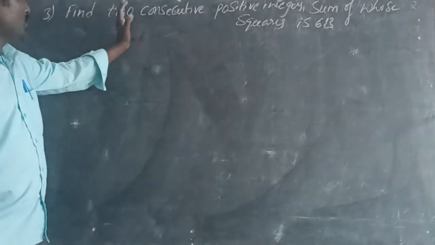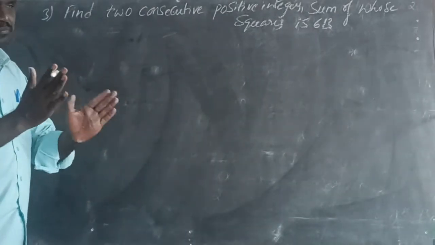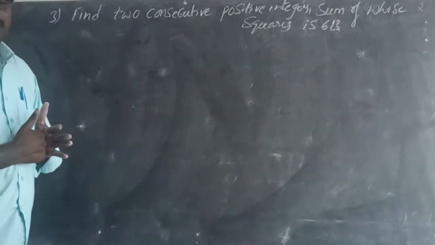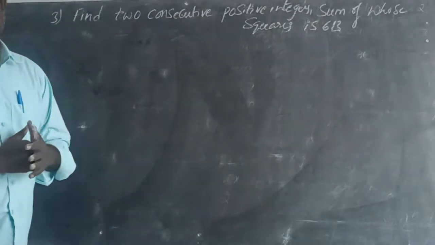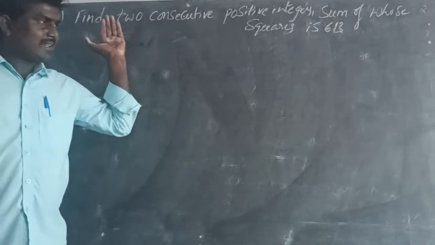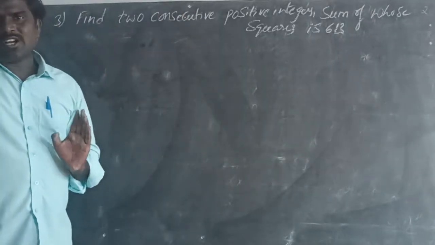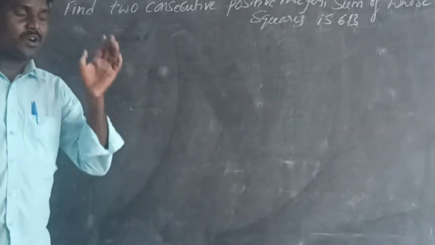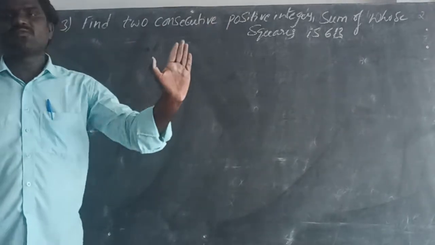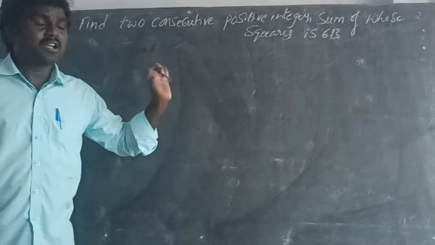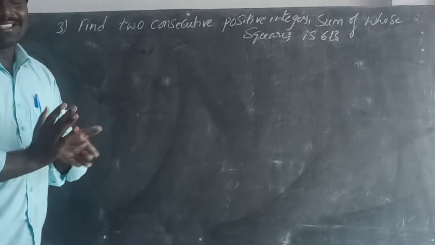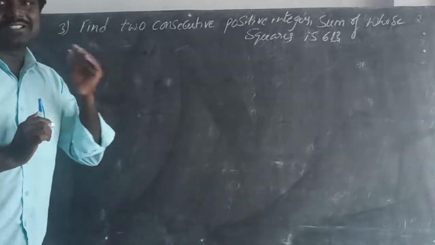Next, find two consecutive numbers. Consecutive means the numbers are arranged in order, either increasing or decreasing. For example, 2, 4, 6, 8, 10, 12, 14 and so on. These are consecutive even numbers. How much is it increasing? 2. Suppose 5, 10, 15, 20, 25, 30, 35, 40, 45 and so on. Here, how much is it increasing? 5, 5, 5, 5. These are called consecutive multiples of 5. Consecutive means the numbers are arranged in order, either increasing or decreasing by a constant term.